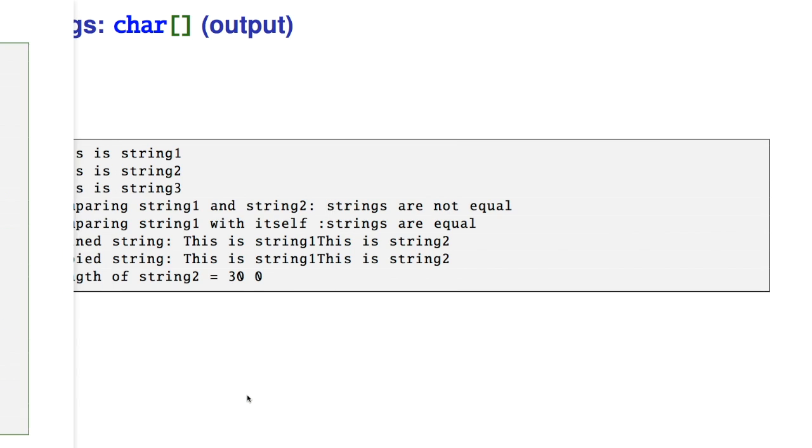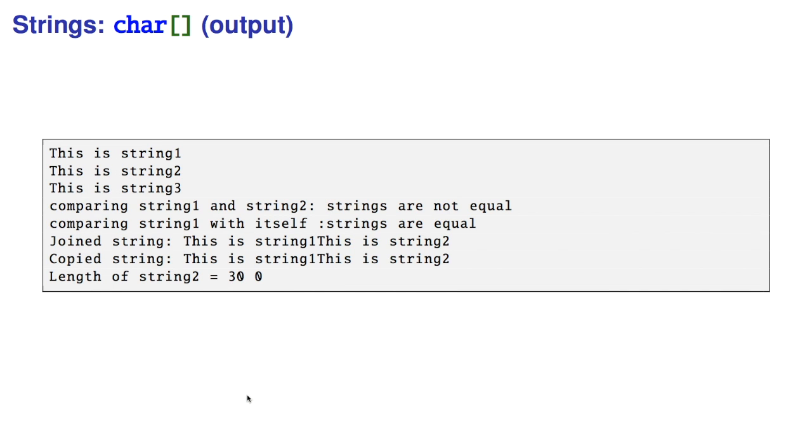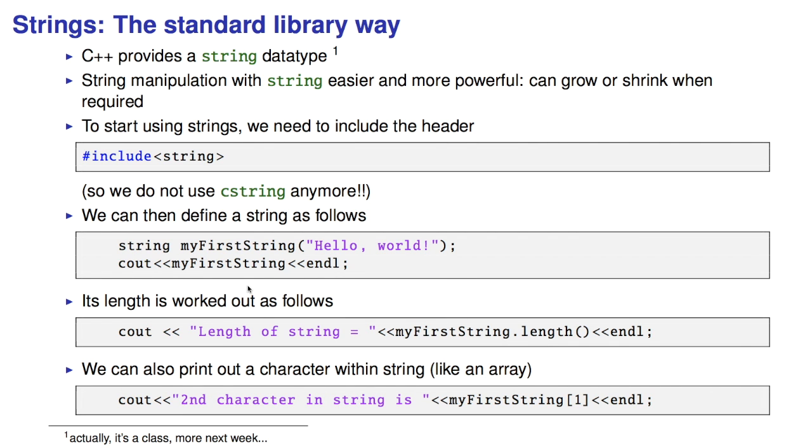So if you run this function, this is the output. You find this is string 1, 2, 3. Comparing string 1 and string 2, strings are not equal. Comparing string 1 with itself, strings are equal. Surprise. Join string, this is string 1, this is string 2. Now you copy, so that would be string 1 at that point. Now you copy string 1 to string 2, then string 2 changes as well. And you find the length of string 2 is actually 30. And there's no big surprise over there. So that all works fine and good. It's a bit inelegant and a bit messy, but it works.